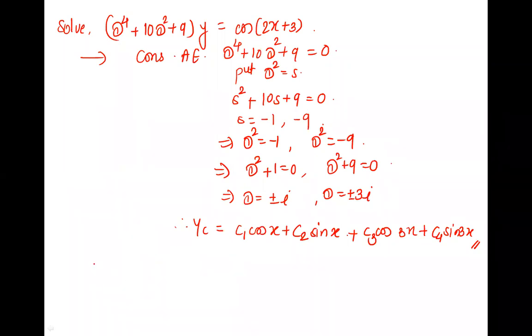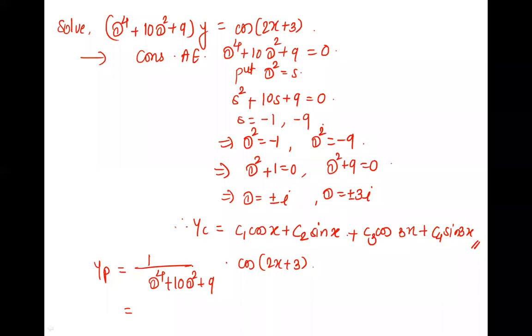Now we go to yp. Any doubt, please ask. In yp, D raised to 4 plus 10d square plus 9 into the function on the right hand side, cos of 2x plus 3. Identify the function. Cos. Sin, cos. If it is, what do we first have?